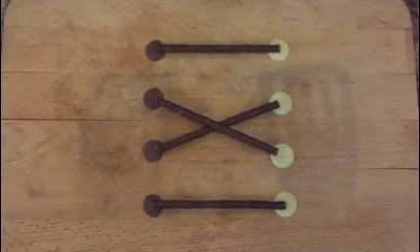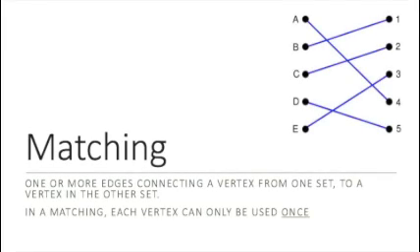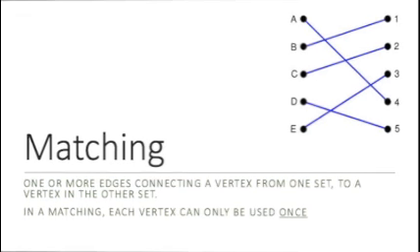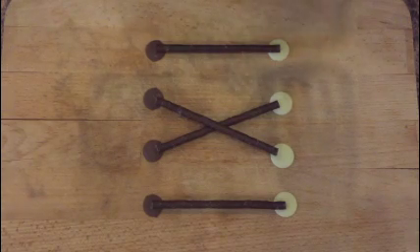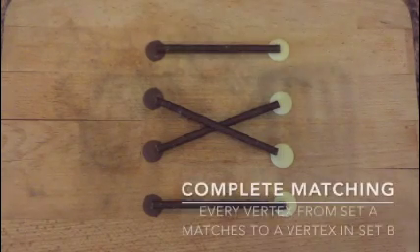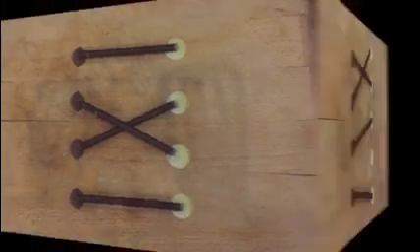So now we are comfortable with what a bipartite graph is, we can begin to talk about matchings. A matching can be defined as one or more edges connecting a vertex in one set to a vertex in another. It is important to note that in a matching, each vertex can only be used at most once. If every vertex in the first set is matched to a vertex in the second set, then we call this a complete matching, and an example of this is currently demonstrated with our buttons and matchmakers.